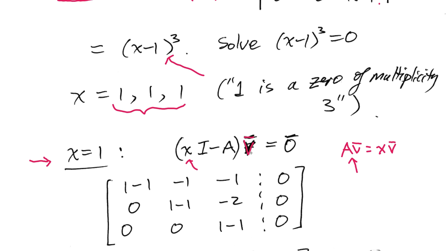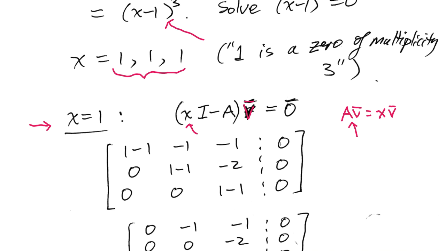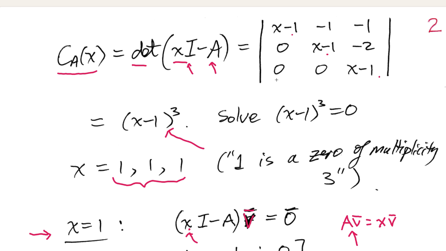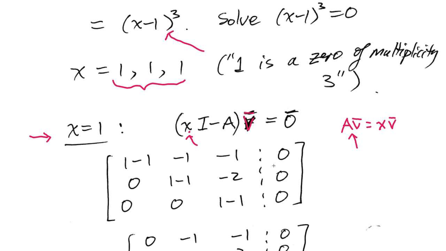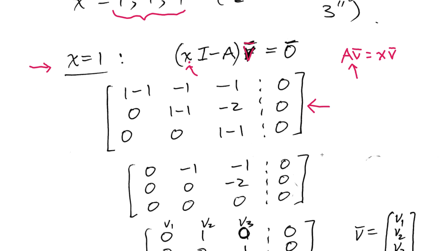But let's set that up then. Now, xI minus A times v is the 0 vector. So writing it as an augmented system here with x actually equal to 1, I've come up here. I've let x equal 1 here. But I'm not writing it as a determinant anymore. I'm writing it as an augmented system. We would have this. Does that make sense? Is that clear? Alrighty. Now let's do the arithmetic.